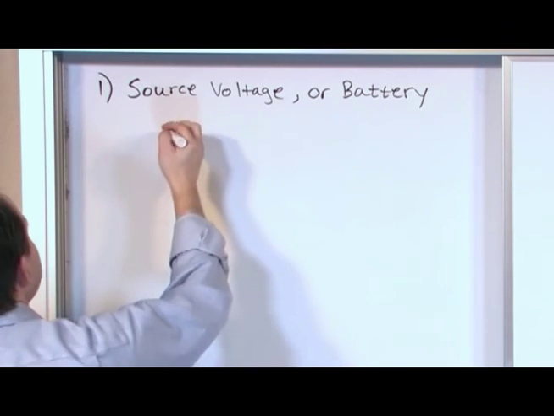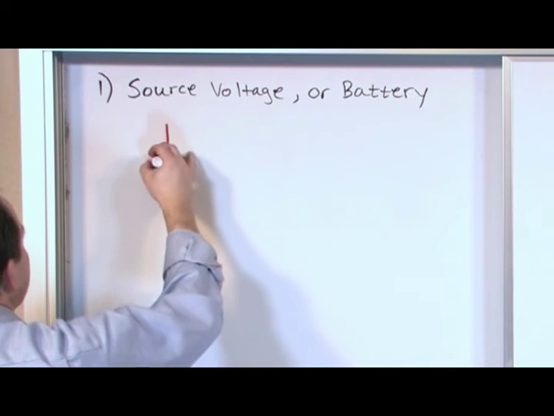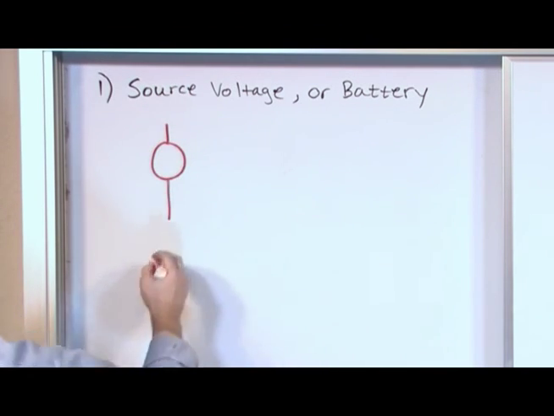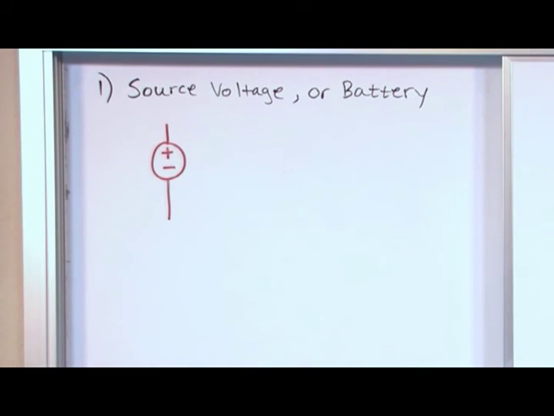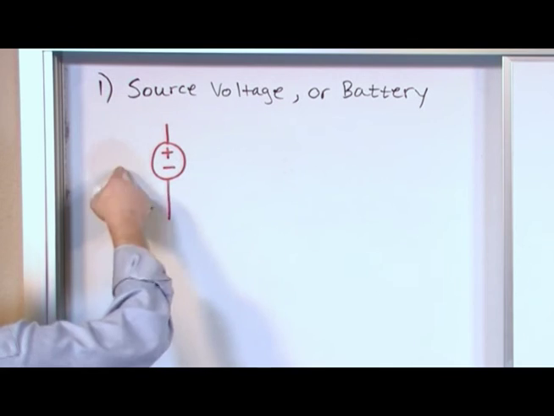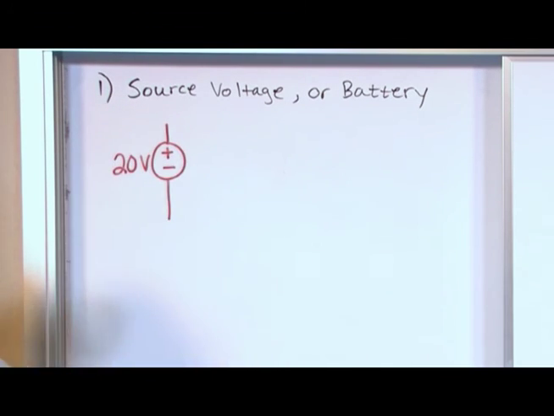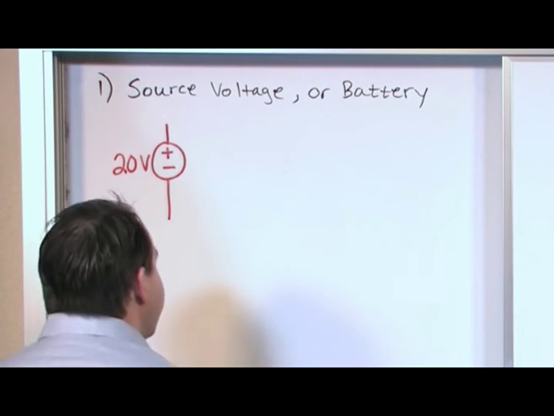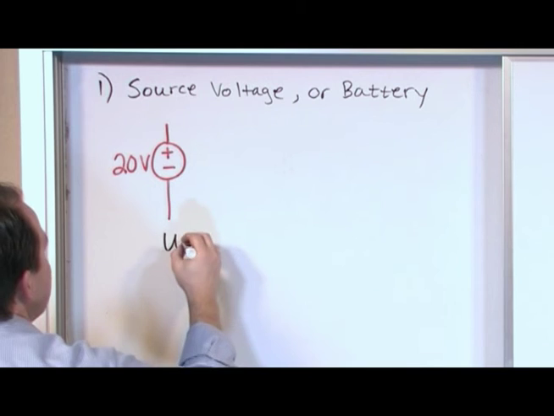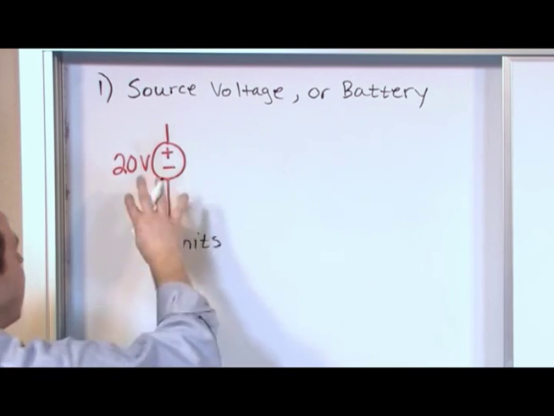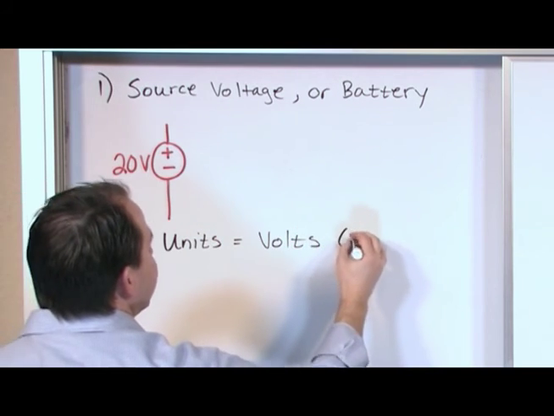So the most common thing you're going to see in a classroom environment to draw or denote a source is a circle like this, right? Inside that circle is going to be plus minus, and we've talked about that a little bit, and you'll have a label somewhere over to the side, or maybe even inside. Maybe this is 20 volts, 20 V. And we've already talked about that. The units of a voltage, I'm just going to be clear about this, the units when you're talking about a source voltage is volts, and I'm going to put in parentheses V.